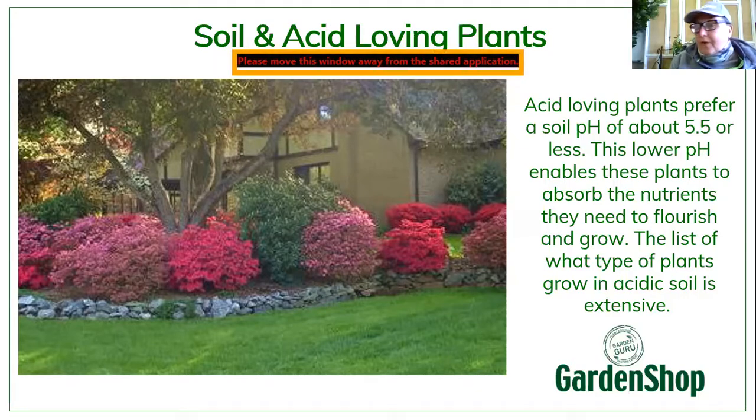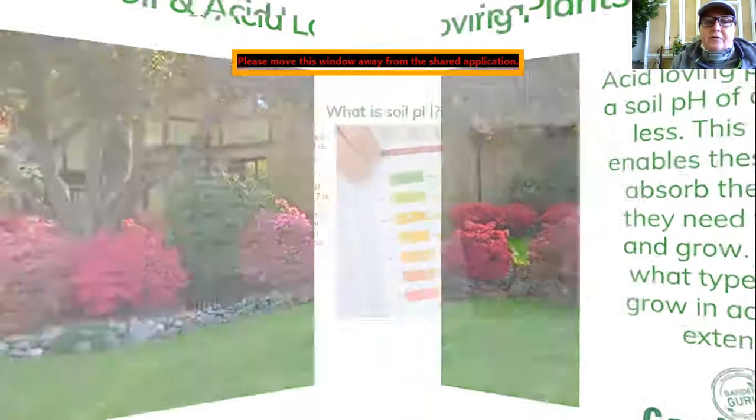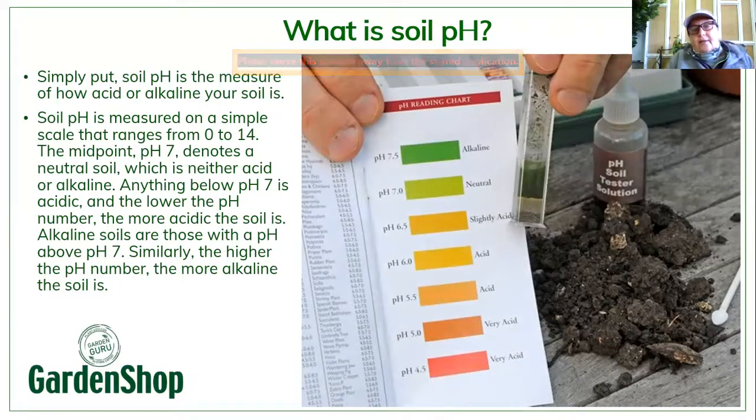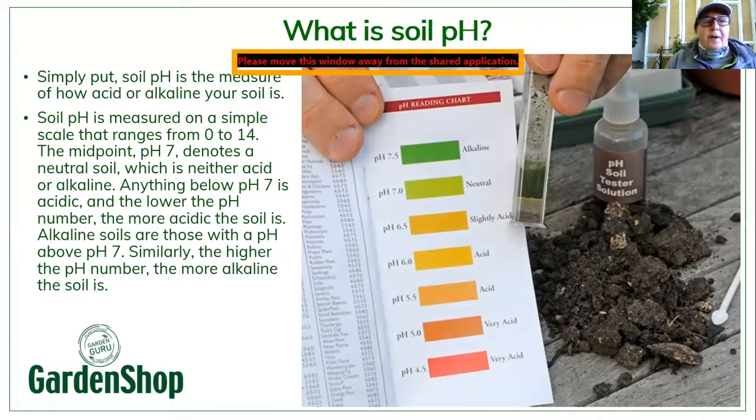But I'm going to focus just on a few of the most common ones, mostly plants that would naturally grow on forest floors, anything from ferns and so on. Those are usually acid-loving plants because the soil in forests is quite a bit more acidic than, for instance, on a grassland, which tends to be a bit more alkaline. Simply put, pH is the measure of how acid or how alkaline your soil is.